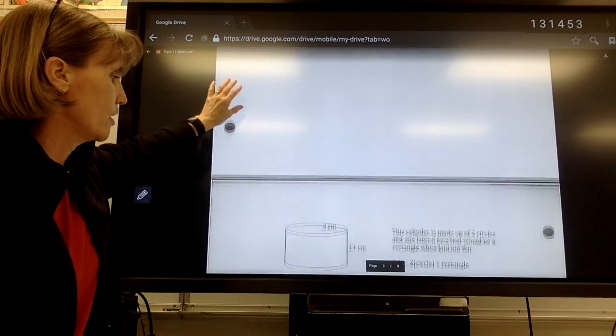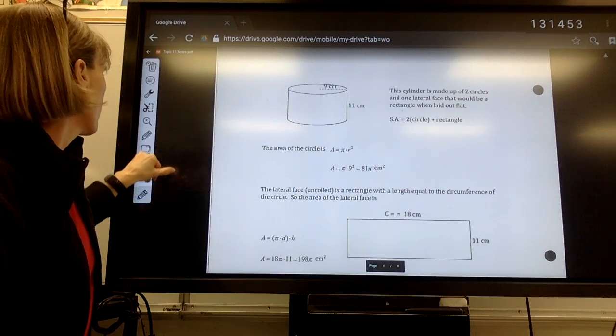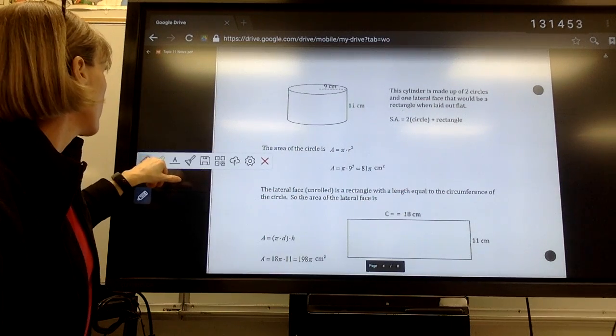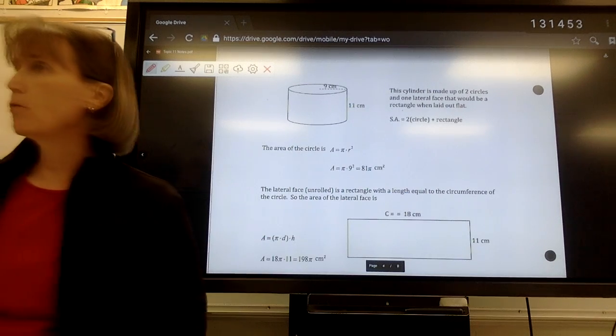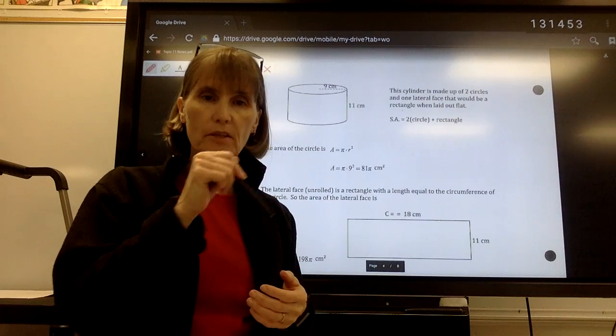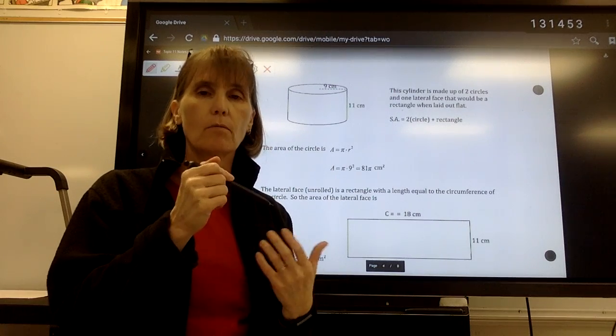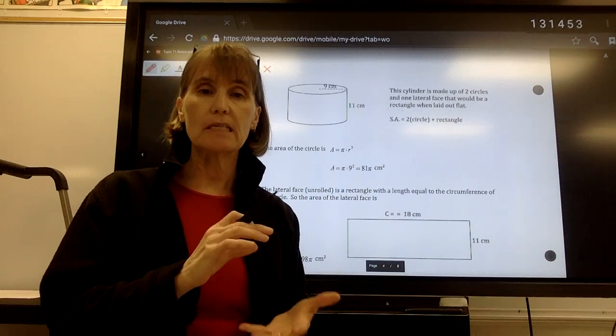Let's look at a different shape. What about a cylinder? Okay, if I were to take a pop can, you think about it, what's the shape of the top of the pop can? Well, it's a circle. What's the shape of the bottom of the pop can? Well, it's a circle. They're going to be the same circles.